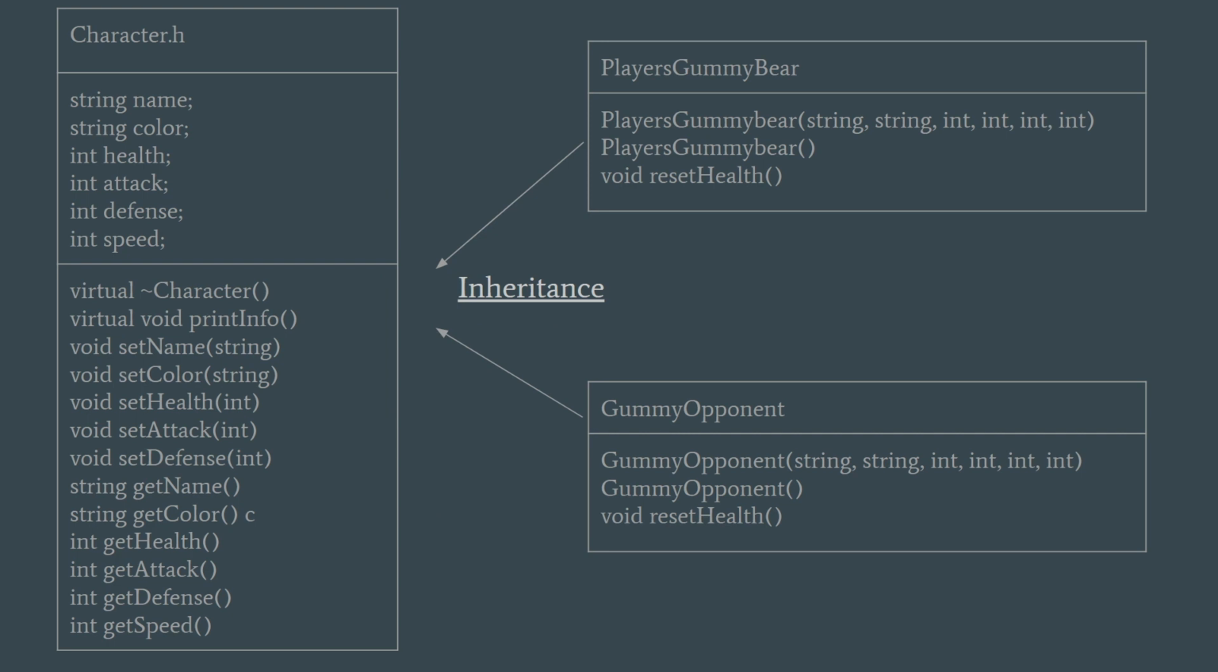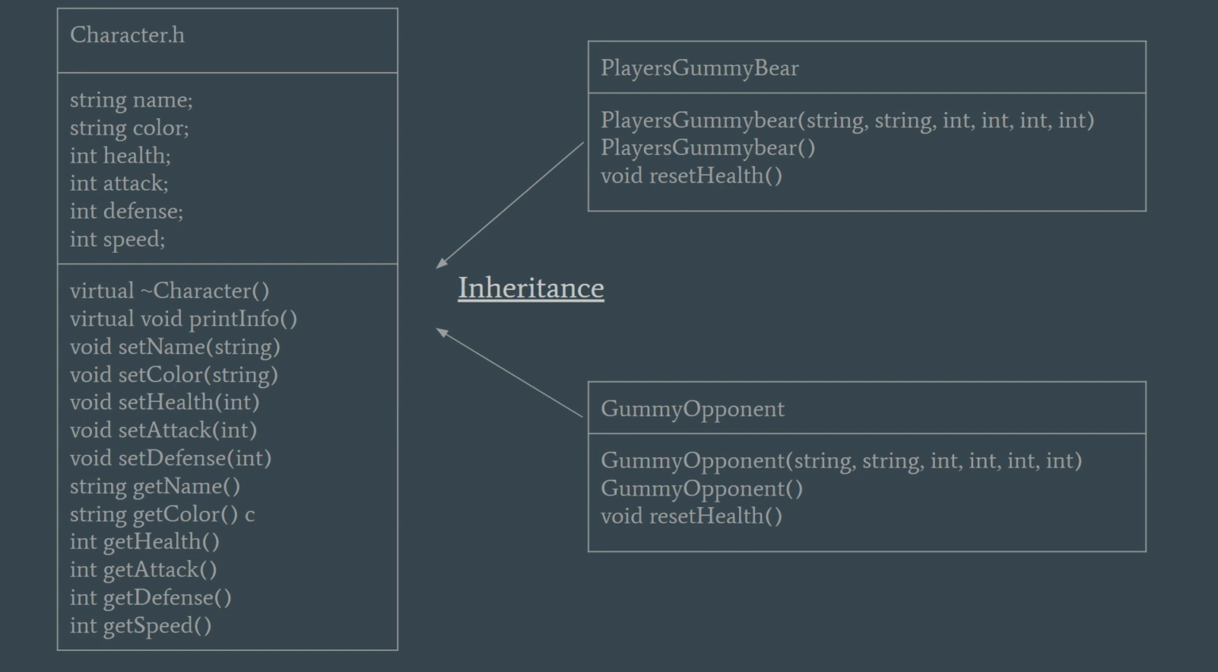Here's my character class. It's more like the base for the other two classes. It includes the string name, color, and all four stats: health, attack, defense, and speed. Then I have the virtual character, the constructor, and the virtual print info function, used in other classes and functions that I'll show you later on. And of course, there are the setters and getters for name, color, health, attack, and defense.